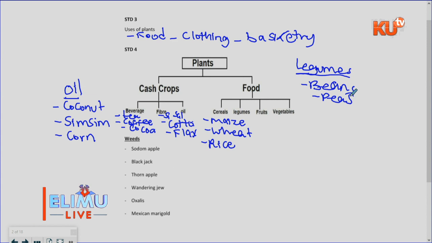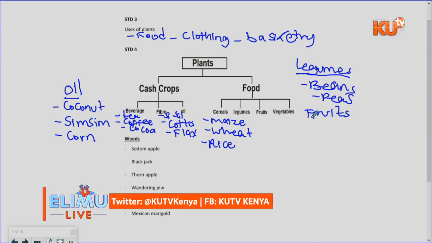We have examples of fruits. There are so many examples of fruits. You can help me give some examples of fruits while you're at home there. You can start with the ones you love. For my sake, I love an apple, so I'll give an apple as an example of a fruit. We also have banana. We also have mango. Those are examples of fruits.